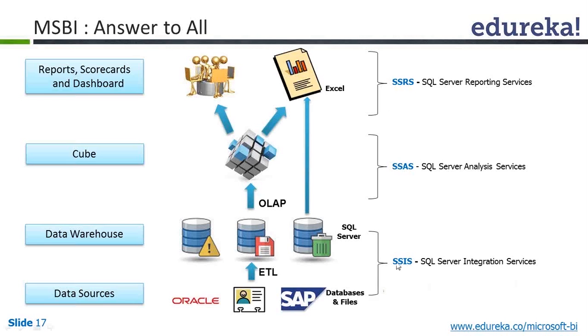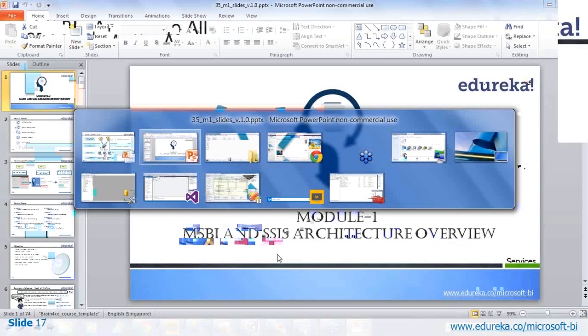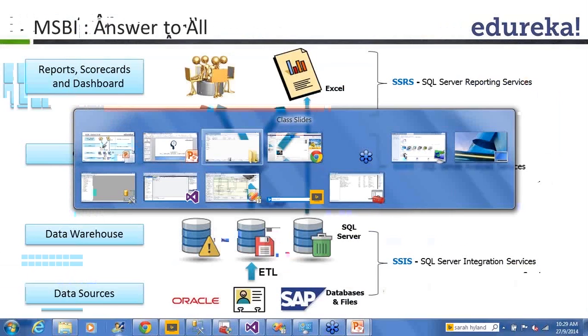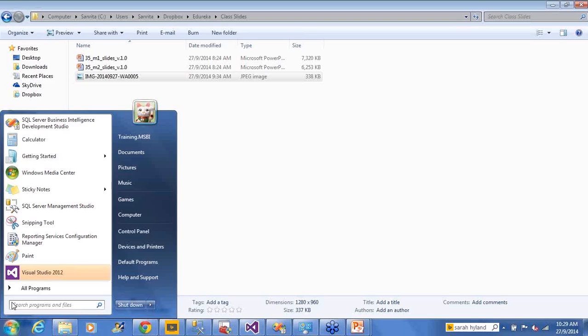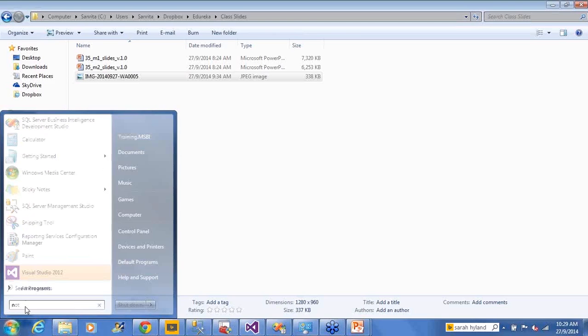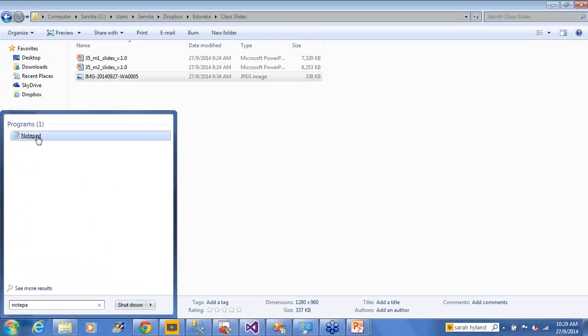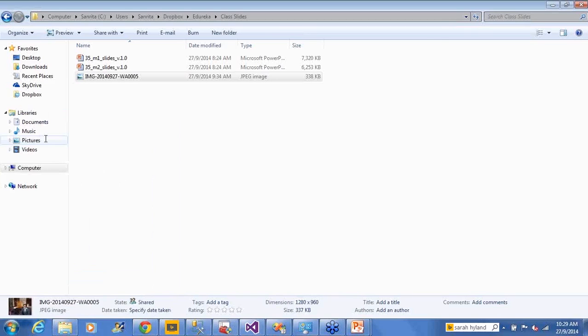But what is SSIS? SSIS is a concept of ETL. So what is ETL? ETL is extract, transform, and load. I'll take a notepad to give you a good picture of ETL, because I feel this is a very important slide for you. If you are attending MSBI for the first time, you should understand the concept of ETL.